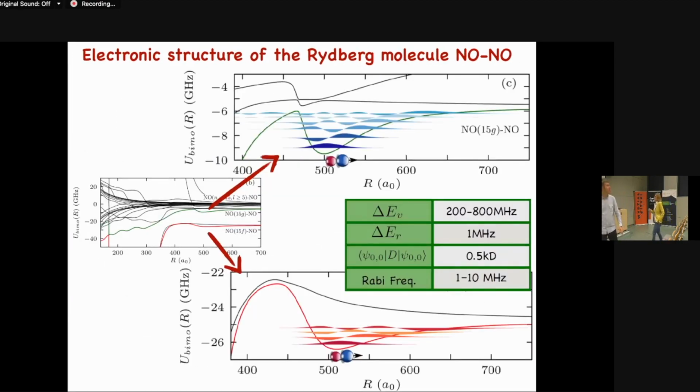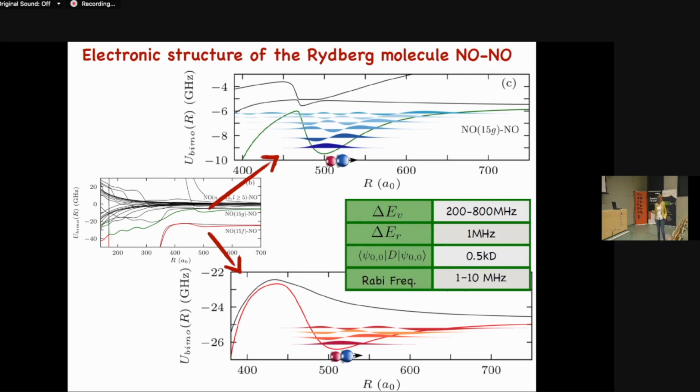Yeah, that's okay. So what we see here, depending on whether we go to n equal 15F or 15G, in both we have enough bound states. And in each one of the potentials, the dipole moment of NO is pointed away. The NO core will be somewhere here, and the dipole moment of the NO ground state molecule will be pointed in the other direction. And here you see what the vibrational splitting is for this bound state. Here is the rotational splitting, it's around 1 megahertz.